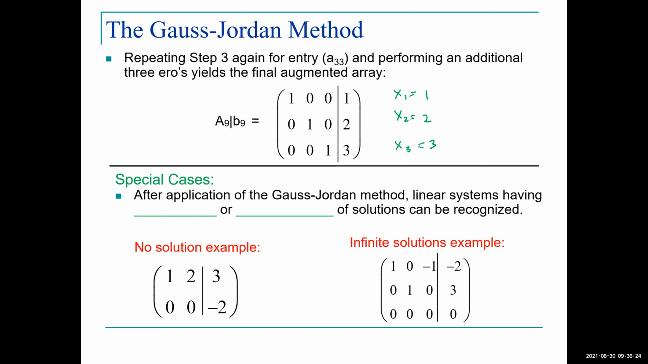So I show you here two special cases after the application of the Gauss-Jordan method. A linear system having no solution or an infinite number of solutions can be recognized. In this case, we have a no solution example here and an infinite solutions example to the right of the screen. So how do you differentiate between these two types of solution? That's what we are going to explain now.